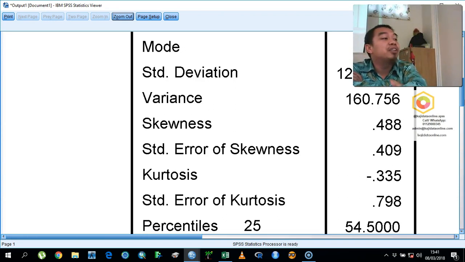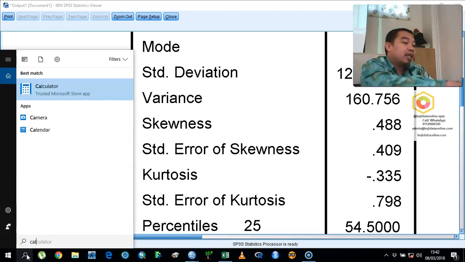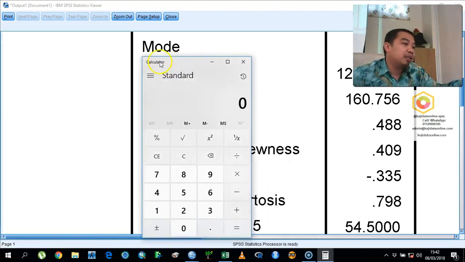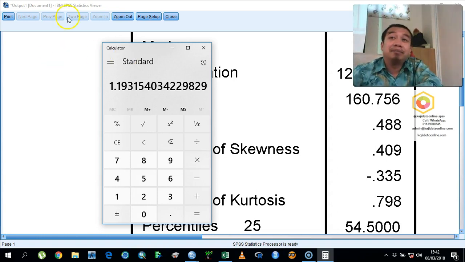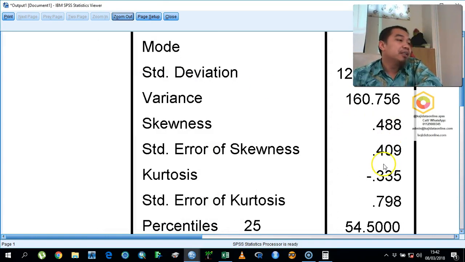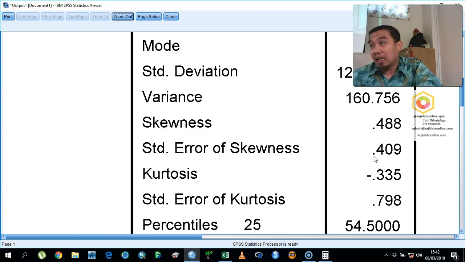I already explained to you, you take the skewness and divide by the standard error of the skewness. You try yourself now, 0.488 divided by 0.409, what do you get? 1 point something, right? Come on, ladies and gentlemen, just go to your calculator and calculate an estimate. 0.488 divided by 0.409. You get 1.19. It's still acceptable because it still falls within plus or minus 1 or plus or minus 2, according to some researchers. So we can say that this data is normally distributed. Right? The data is normally distributed.